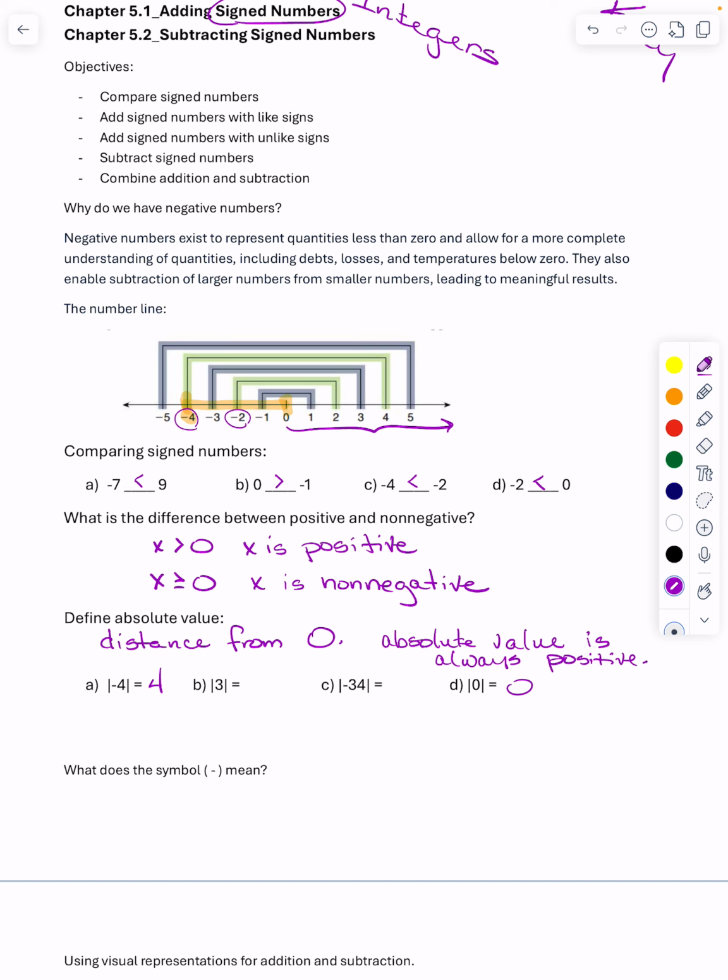If I take a look at B, that absolute value of 3, here's my 3. Again, distance from 0 does not matter which direction I'm going. That's going to be 3. And C, absolute value of -34. Notice I threw in a number here that was way off of the number line. We still know that is going to be 34 units away from 0.